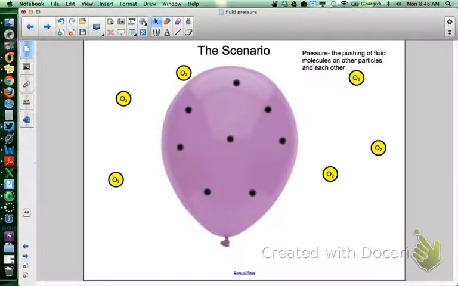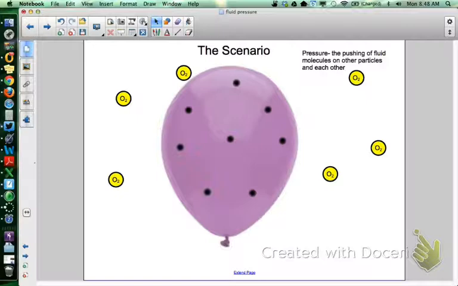So here's a scenario. You're blowing up the balloon, and you keep blowing up that balloon, and eventually it pops. Or you accidentally let it go, and you see it fly in all different directions. Well, why does it do that? Where do forces act, and where do these particles go?